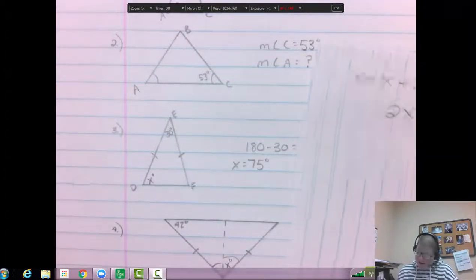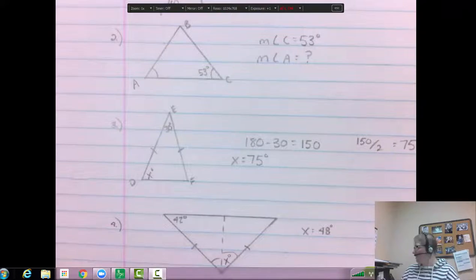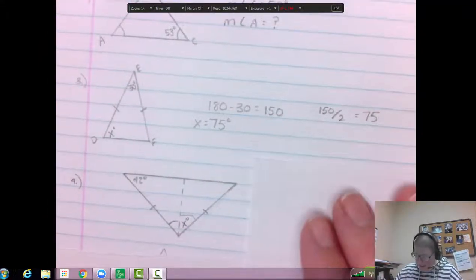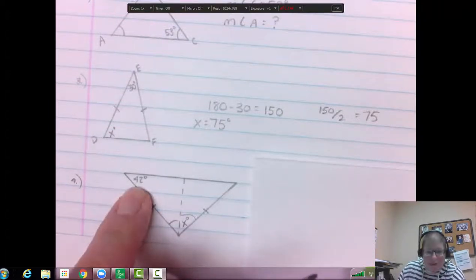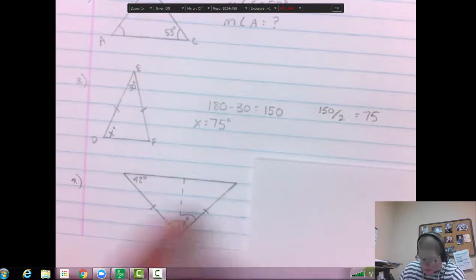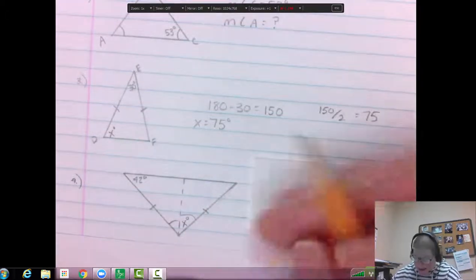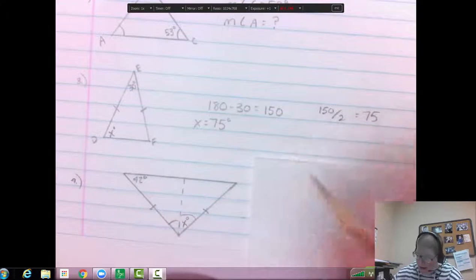All right, so my next one. If this is our triangle here, and we know these two sides are congruent, and we know that one is 42, and it asks, what is one of these? Well, what do we know? If these are congruent, and that one's 42, what does that one have to be? It has to be 42. And if this one and this one are 42, the whole angle and these all add to 180, right?